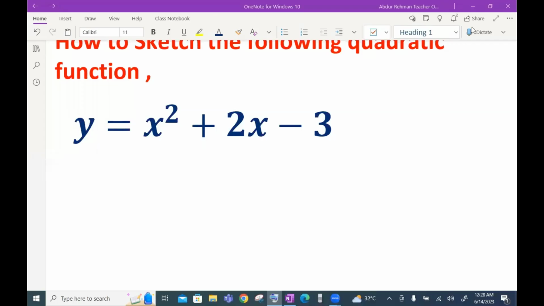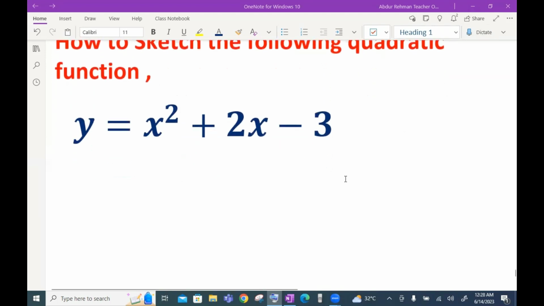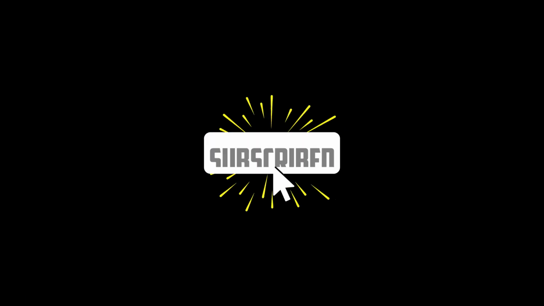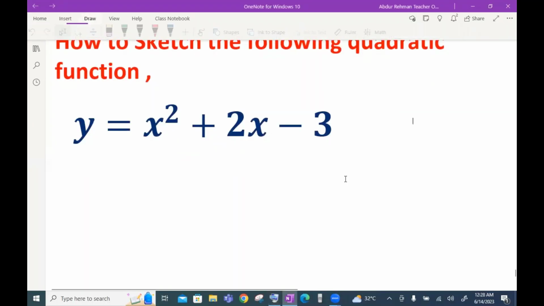In this video, I'm going to explain how to sketch this type of quadratic function. This is y equals 2x squared plus 2x minus 3. So step number one is we have to find out x-intercepts.